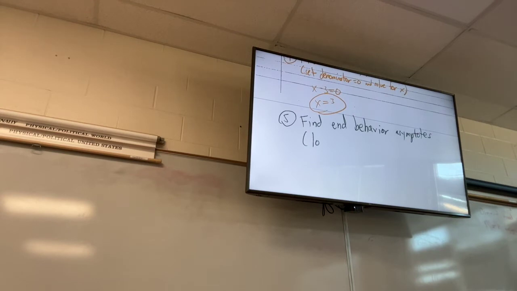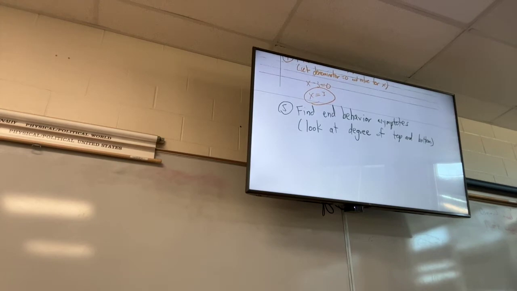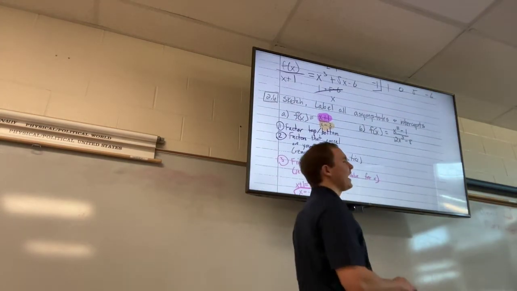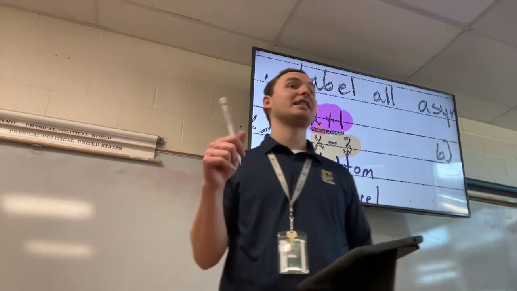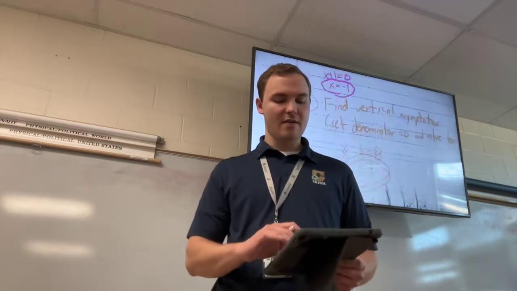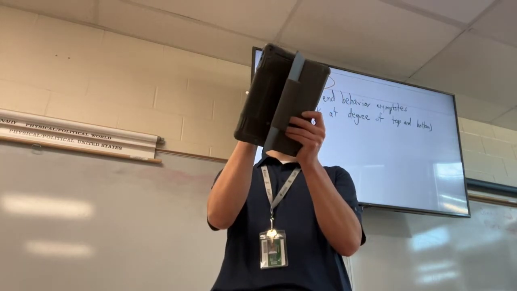So you look at the degree of the top and bottom. You look at the degree at the top and the degree of the bottom. Who remembers what the degree of a polynomial is? It's the highest exponent you see. The highest exponent for both the top and the bottom is 1 here. So there are going to be 3 cases for end behavior asymptotes. First case, the degree of the bottom.